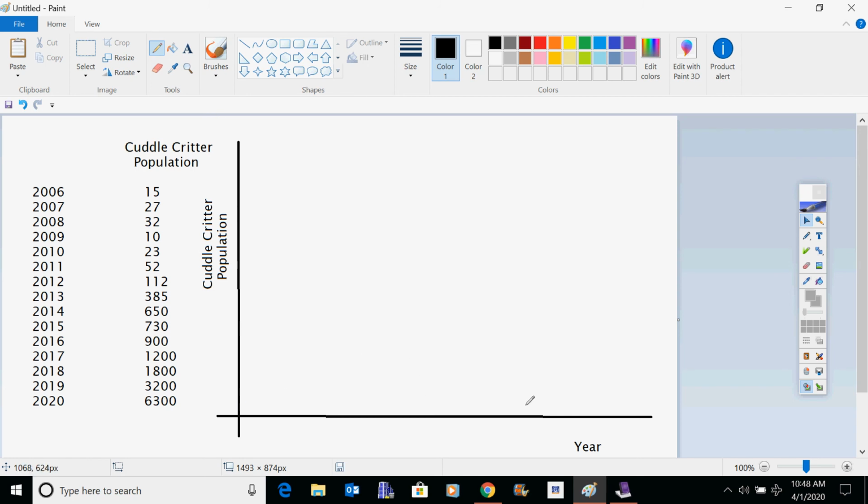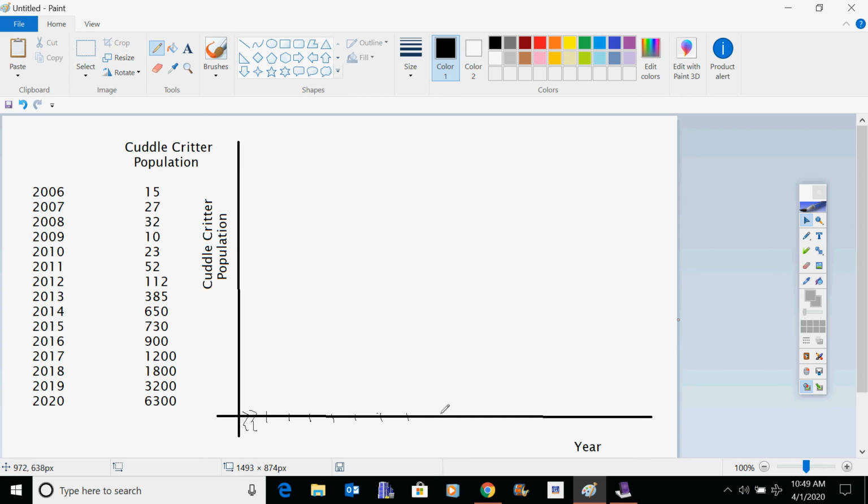So I have these axes now. The year is on the x-axis, and we've got the cuddle critter population on the y-axis. So if we notice here, our x-axis is going by ones. We don't want to start back at 0, so I'm just going to put a couple little lines here to show that we skipped a few to start. But then, once you get started on a first number, you want to go by nice, even increments. So in other words, you want each gap to be the same to represent the same amount of time or the same amount of whatever it is.